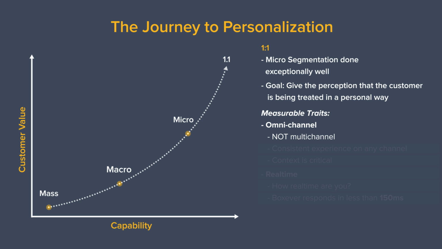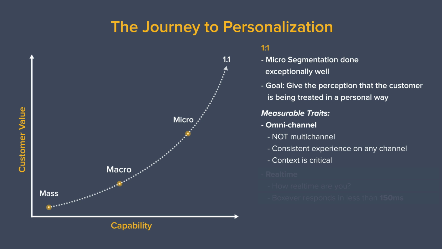Omni-channel is not multi-channel. Multi-channel is that as a brand, I can communicate with my customers on any channel that I choose. But that experience doesn't have to be connected. With omni-channel, what I'm really looking for is a consistent experience on any channel. The channel shouldn't matter to the individual. And here we're looking at context, and context is critical. The context from the micro-segmentation stage is important to understand because we want to bring the context from one channel, and we want to move it into another channel and make it available.